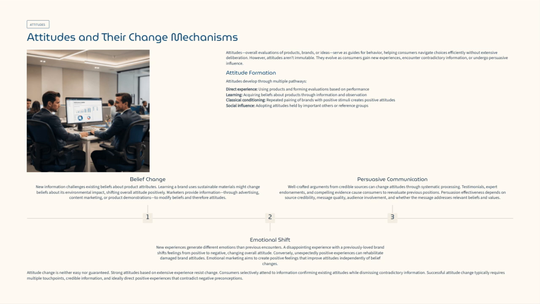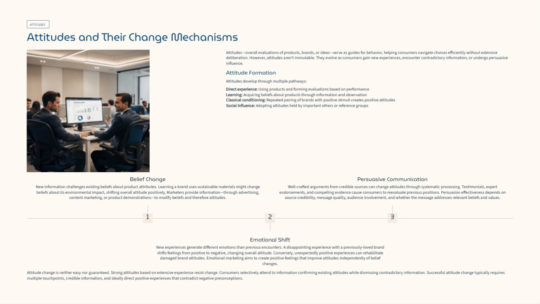Moving on, new experiences can generate different emotions compared to previous encounters. For example, if a consumer has a disappointing experience with a brand they once loved, their feelings can shift from positive to negative, altering their overall attitude. Conversely, unexpectedly positive experiences can help rehabilitate a damaged attitude toward a brand. Emotional marketing plays a key role here, aiming to create positive feelings that can improve attitudes even without changing beliefs. Emotional shifts are powerful because they can influence attitudes directly.